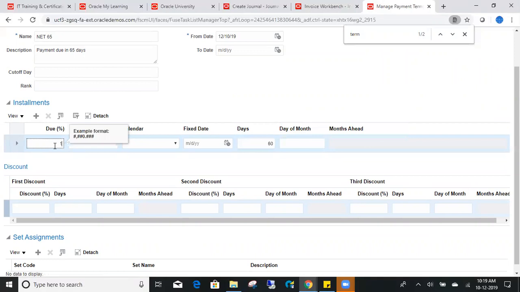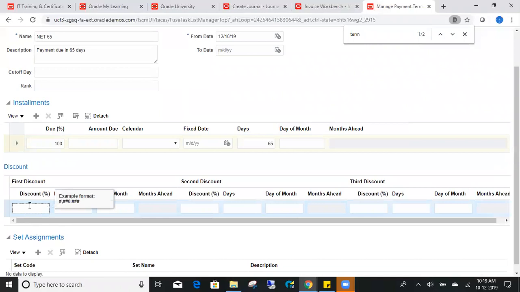So how much is due? 100% you have to pay. Sorry, it's net 65. So at the end of the 65 days, you have to pay 100%. Okay. And we also have one more concept, a discount.